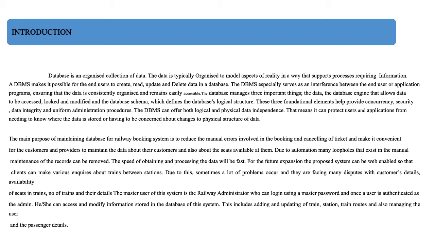For the future expansion, the proposed system can be web enabled so that clients can make various inquiries about the trains between stations. Due to this, sometimes a lot of problems occur and they are facing many disputes with customers' details, availability of seats in trains, number of trains, and their details. The master user of this system is a railway administrator who can log in using a master password, and once a user is authenticated as admin, he or she can access the modified information stored in the database of the system. This includes adding and updating of train, station, train routes, and also managing the user and the passenger details.